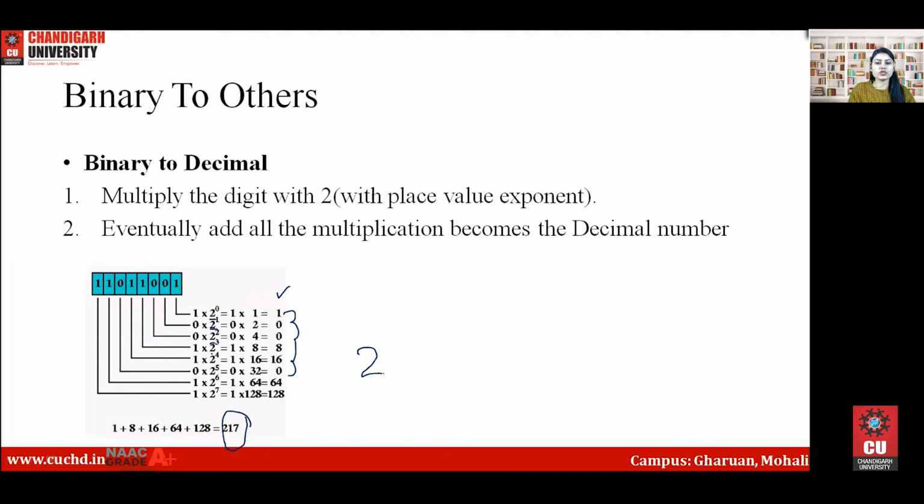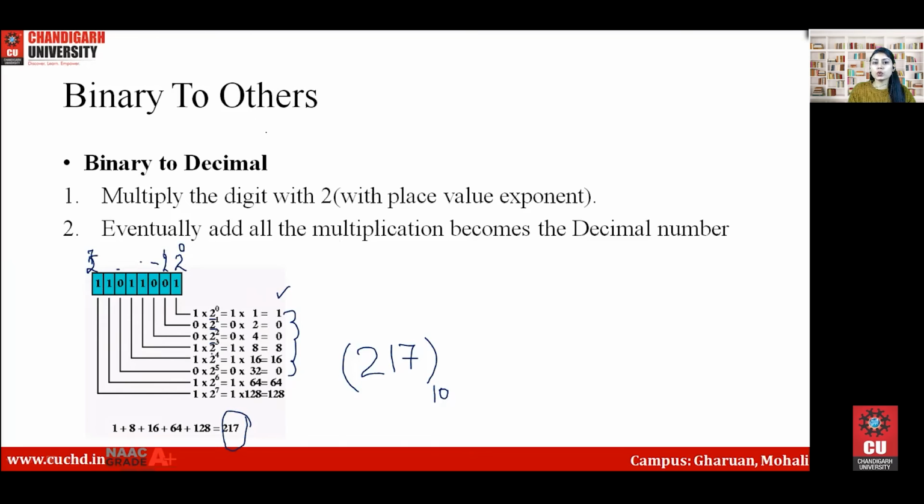After the addition, I get its solution. The solution which I got over here was 217, and its base will be 10. Again, I am repeating: write the number, start from the least significant bit, multiply it with 2 raised to power 0, then 2 raised to power 1, up to 2 raised to power 7, because there were 8 digits in this. Then just add the results, and that will give you the decimal.